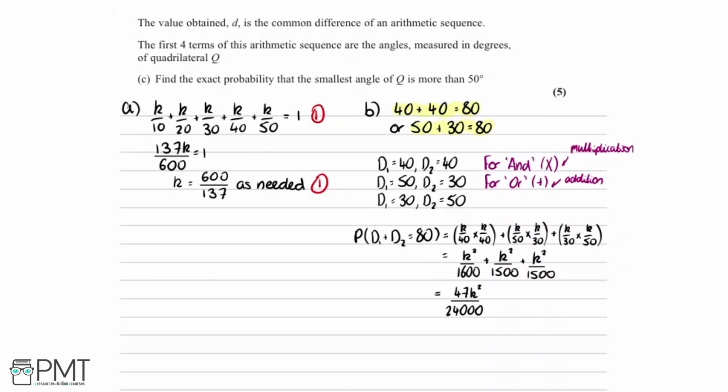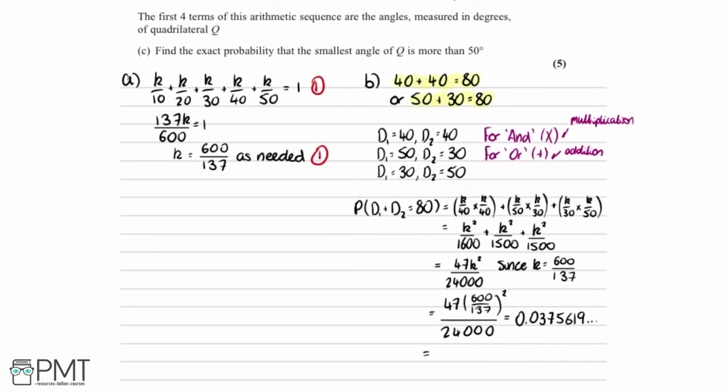We know that k is 600 over 137. So it's going to equal 47 multiplied by 600 over 137 squared, all divided by 24,000. And putting that into the calculator, I get 0.0375619... However, in the question it said 3 significant figures. So we're going to get 0.0376 to 3 significant figures.